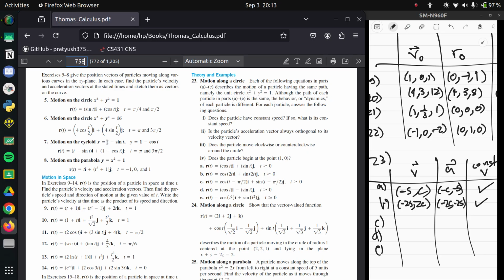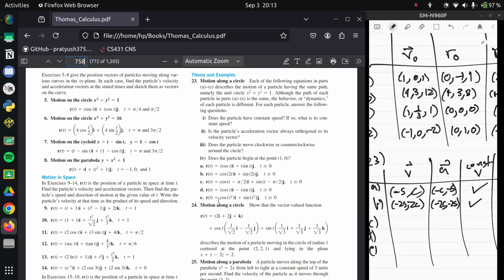Oh, also the fourth is, does the particle begin at (1, 0)? Yes, in these two cases it does begin at (1, 0), but here it does not. It begins at minus pi by 2, so that's certainly not (1, 0). This is also (1, 0), but now it's rotating in the reverse direction.